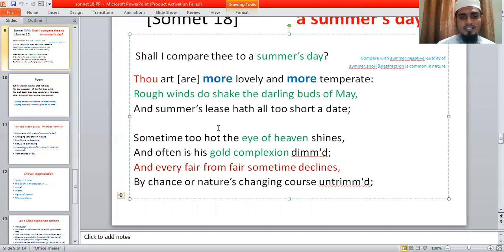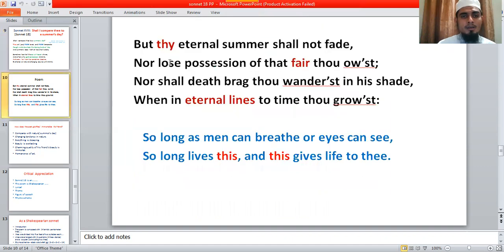So in the first eight lines, we find that William Shakespeare introduced the theme. This is called the octave. Then the second part: "But thy eternal summer shall not fade." Then he gives the main theme, making a comparison with nature. William Shakespeare gives the solution that thy, his friend's, eternal summer shall not fade.